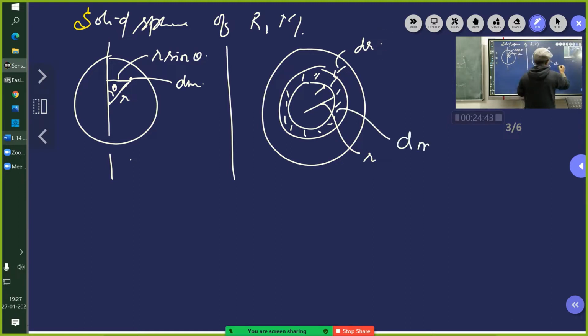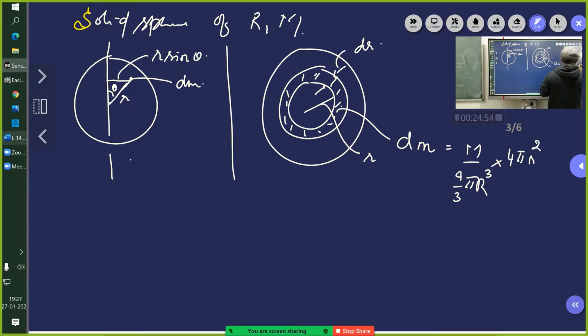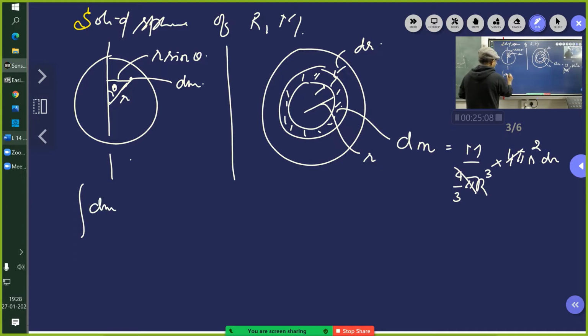So the dm of this will be equal to m divided by 4 by 3 pi r cube into this incremental space, which will be 4 pi r square into dr. Good? Yes, good. That would be. So this will cancel, and r cubes will not get cancelled here. We will go up here. So our integration of dm into, again here, r sin theta. Okay? R sin theta.